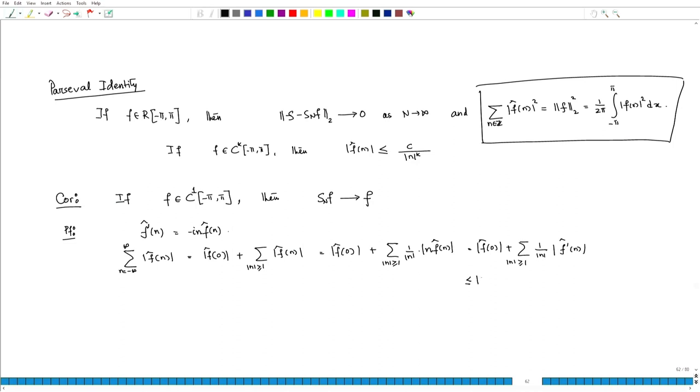Now this, by using the Cauchy-Schwarz inequality, we get that this is less or equal to |f hat(0)| plus the sum over |n| greater or equal to 1 of 1 by n^2, whole to the power 1/2, into the sum over |n| greater or equal to 1 of |f prime hat(n)|^2, whole to the power 1/2. This is the Cauchy-Schwarz inequality. So now this is dominated by |f hat(0)|, which is some finite number, plus the sum of 1 by n^2. We know this is a finite number, the series converges, let us say sum A. And now this, I can change this sum to n varying over Z.